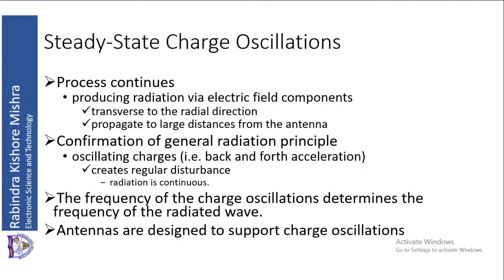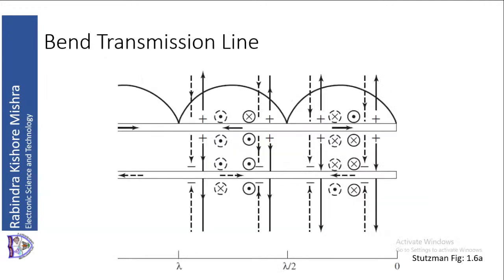Now let us see from another point. Let us consider a transmission line, a two-wire parallel transmission line. You can see here we have portrayed a two-wire parallel transmission line. On the two-wire parallel transmission line, the current is shown by arrows.